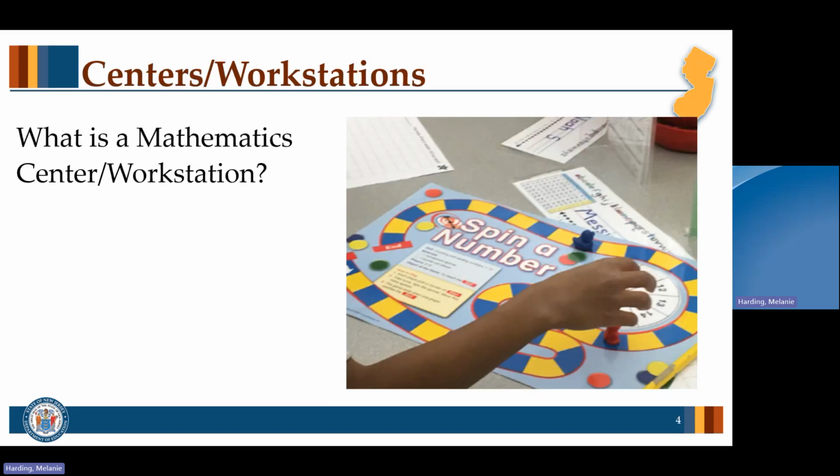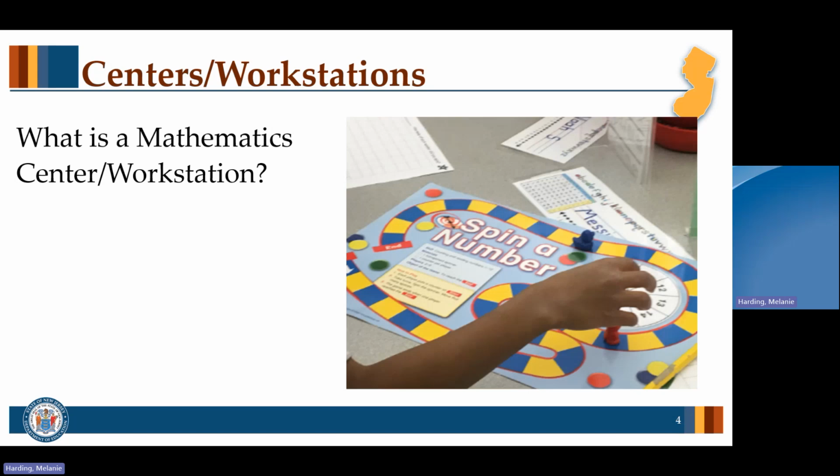Well, we know they need to be in differentiated centers or workstations. Math centers or workstations are one and the same. Throughout the presentation, I'm going to refer to them as centers mostly, but I may slip up and say workstations, because I do like to call them that because kids are so busy working, creating, being engaged, collaborating.